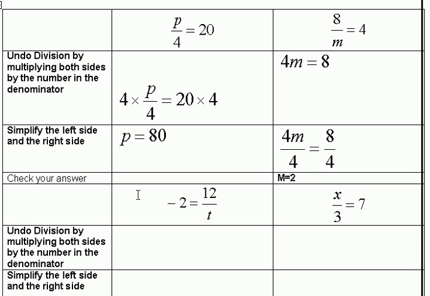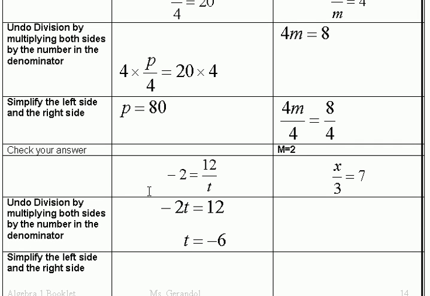Let's look at the third example. Minus 2 equals 12 divided by t. Again, we can multiply both sides by t to get rid of the t in the denominator, so that would give us minus 2t equals 12. Divide both sides by minus 2. That'd be minus 2 dividing here, minus 2 dividing there. That would leave us with t equals 12 divided by minus 2, which is t equals minus 6. So there we have t equals minus 6.